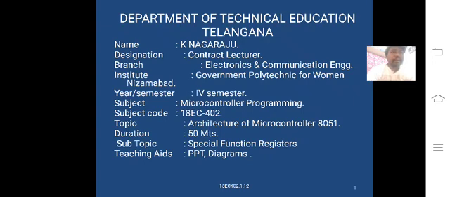My name is K. Nagaraju, contract lecturer in Electronics and Communication Engineering from Government Polytechnic for Women, Nizamabad, Department of Technical Education, Telangana. In the C18 curriculum, 4th semester, one of the important subjects for the electronics and communication students is microcontroller programming.